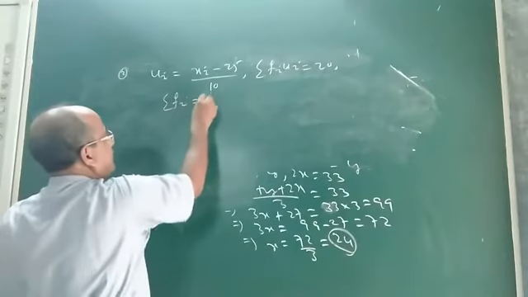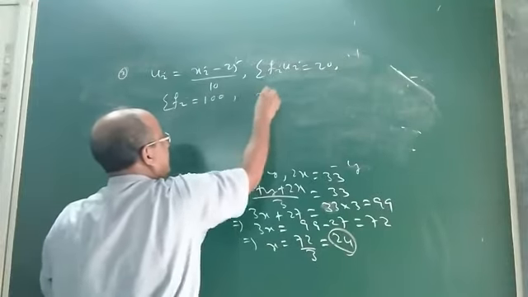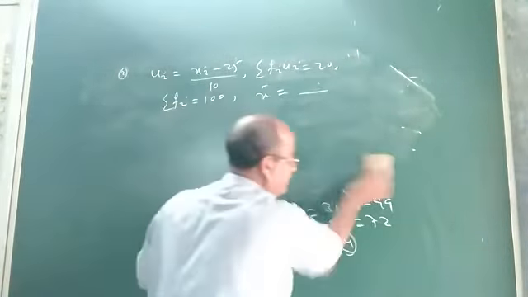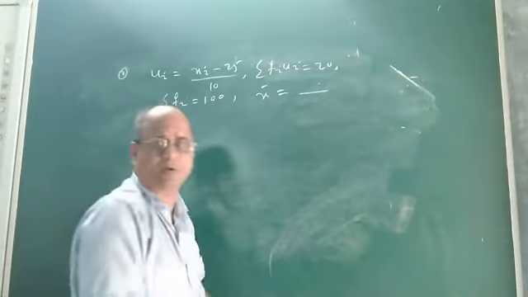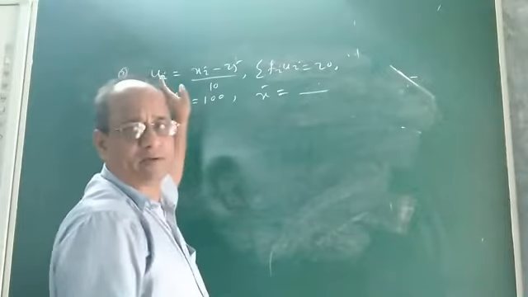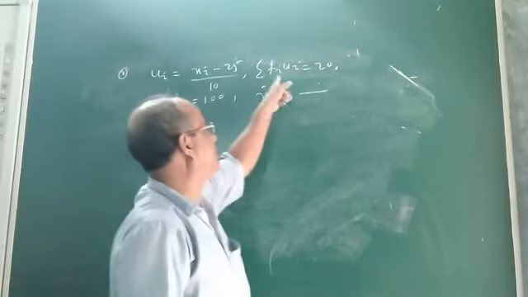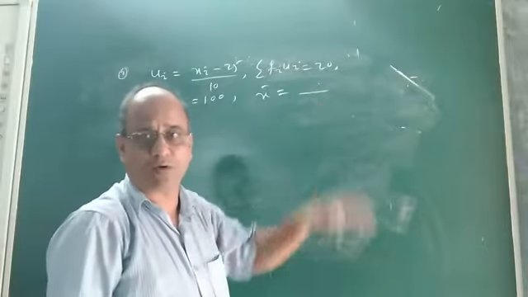20. This one is given: sum of frequencies is 100. Then what is the mean? What will be the mean of the continuous frequency distribution if this is to be done by the step deviation method? If ui is given, summation of fi ui is given, and summation of fi is given, then you have to calculate the mean.